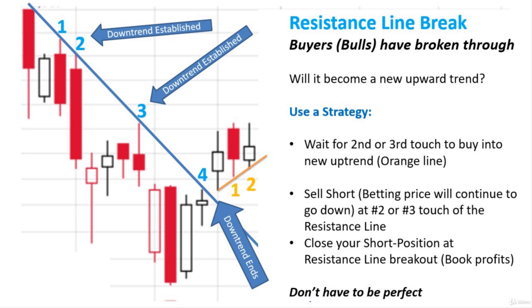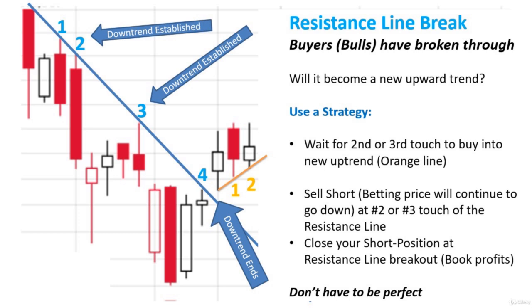Another thing you can do is what's called selling short, and basically you're betting the price will continue to go down at the number 2 or number 3 touch of the resistance line. So we're back in the blue numbers there, and you're seeing it. You could be selling short at those periods, and then you close your short position once it breaks through in a resistance line breakout. So you're booking your profits at that point. So you're kind of betting in that way, or investing it that way.